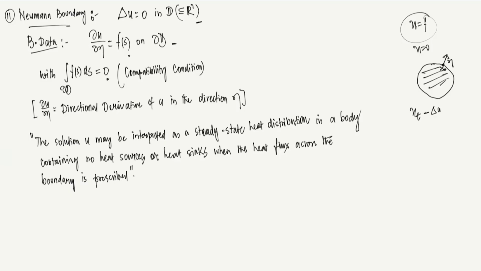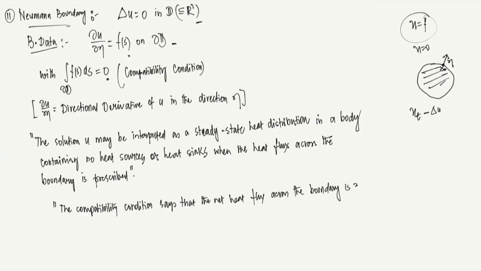And what about the compatibility condition? The compatibility condition says that the net heat flux across the boundary should be 0. The integral over the boundary is 0, and the integral is basically a sum. So the compatibility condition says that the net influx, the net heat flux across the boundary, is 0. Clear? Okay, so this is the Neumann boundary condition.